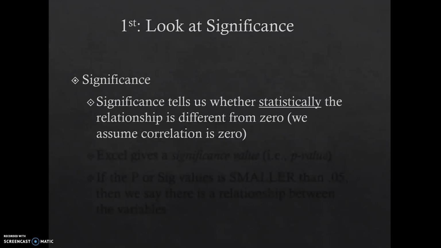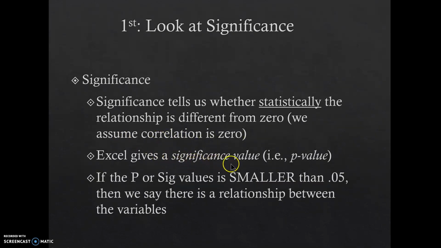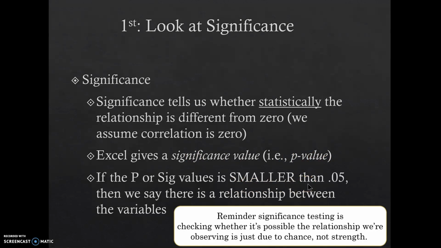Significance tells us whether statistically the relationship is different from zero, and we usually assume that's our null hypothesis, that correlation is zero. Excel will give you a significance value, which is a p-value, and if the p-value is smaller than 0.05, we say there is a relationship between the variables. So it is a significant result when the p-value is smaller than 0.05.